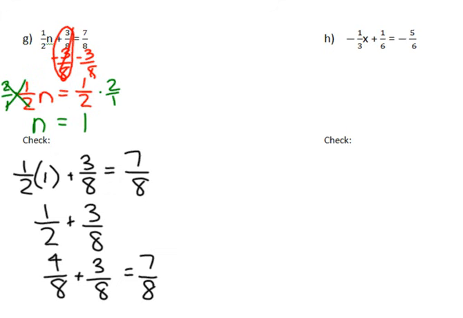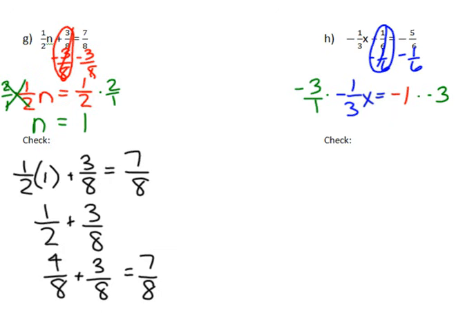All right, part H, we're going to subtract 1/6 from each side. So negative 5/6 minus 1/6 is negative 6/6 equals negative 1/3 x. Negative 6 divided by 6 is the same as negative 1, so I'm going to substitute and replace that with negative 1. Okay, now on both sides I can multiply by the reciprocal, negative 3/1, or just negative 3. So this all simplifies down to 1. We have 1x equals 3.